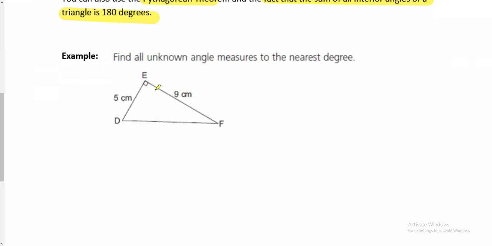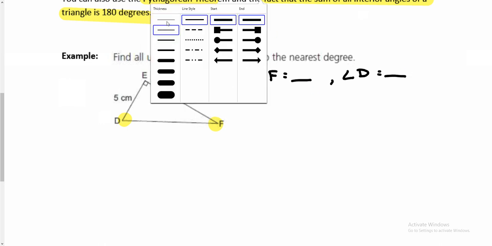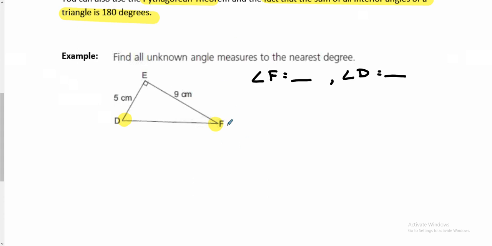Find all unknown angle measures to the nearest tenth of a degree. I need to find angle F, and I need to find angle D. I'm putting these organizers at the top so we can clearly see what's going on here. Now if I look at angle F, let's make an organizer.